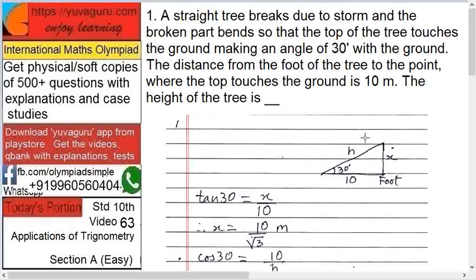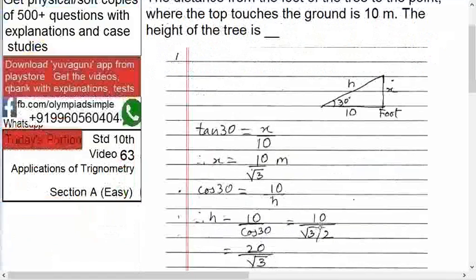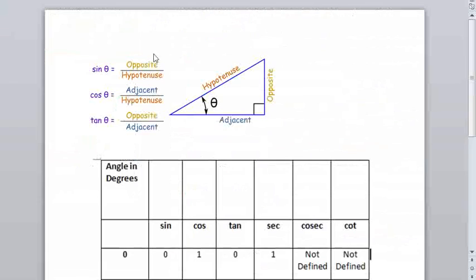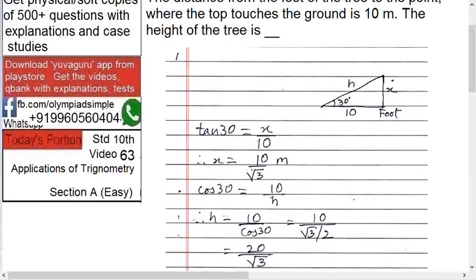Now this is x. Now we have to find h also. So cos 30 equals what? Adjacent upon hypotenuse. See this, cos 30 is adjacent upon hypotenuse. So what is cos 30? It is root 3 by 2. So h equals, bring cos 30 down and h on the left side, h equals 10 upon cos 30, that is 10 upon root 3 by 2. So take 2 above, 20 by root 3.